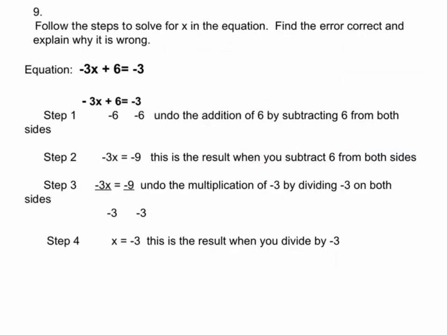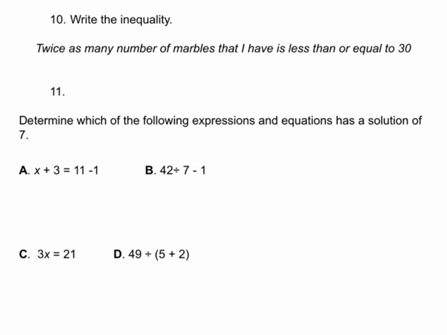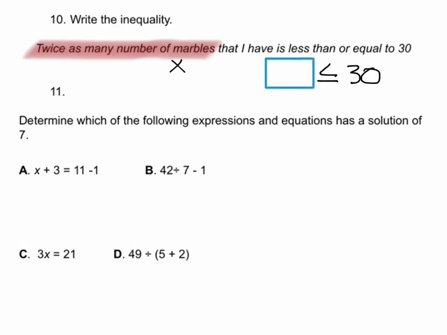You got to be able to do that. Find the error and correct it. Explain why. So there's an error. Write the inequality. So twice as many marbles that I have is less than or equal to 30. So I'm going to say this is your x, or m you could call it. So my equation is going to look like this. Less than or equal to 30. So you have to figure out what to put in here. I'm not telling you. So it's going to be some number that goes in there. It's this. That needs to go in there. Alright?